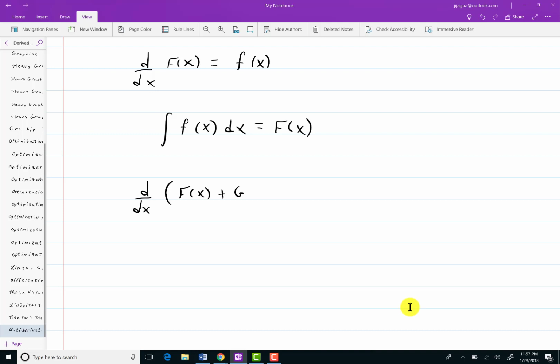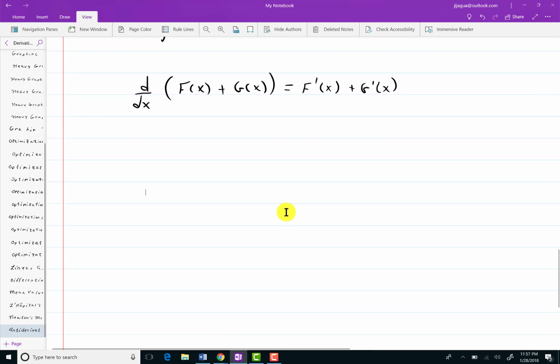Similarly, d over dx of capital F of x plus capital G of x equals capital F prime of x plus capital G prime of x. What it means is I applied the derivative to each of the f and the g separately, and I could then add them after taking the derivatives. Well, the same kind of thing is going to work with the integrals. Just as with derivatives, you were able to break up sums and differences, you'll be able to do the same thing here.